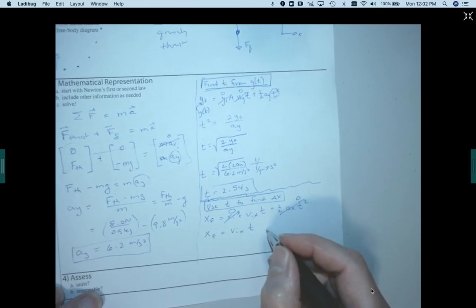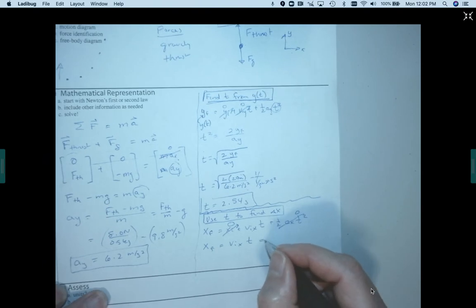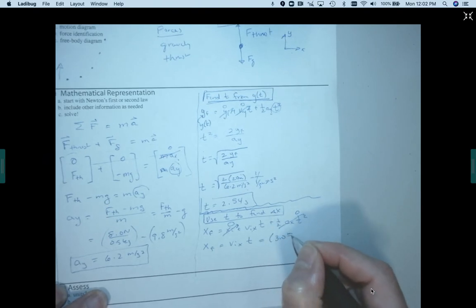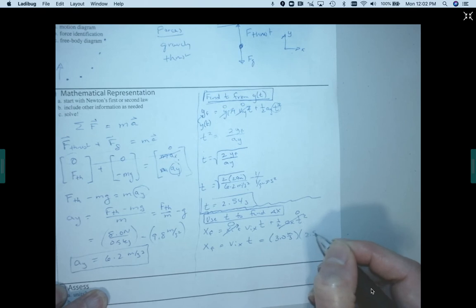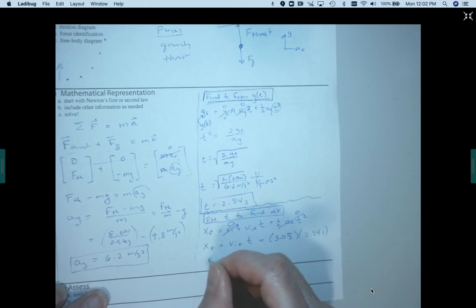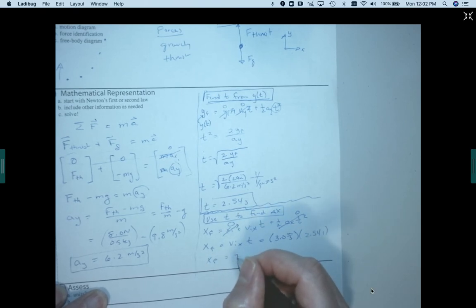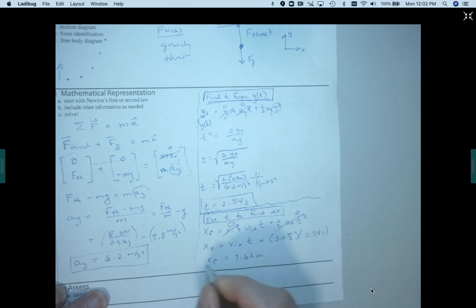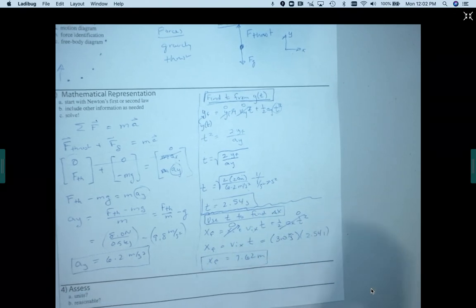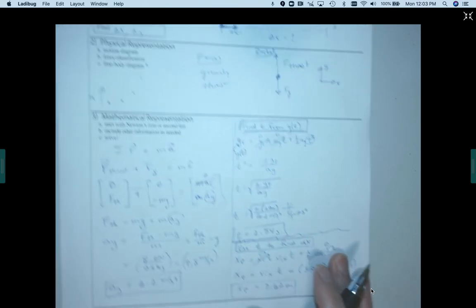And we can plug in there, our v initial x was 3 meters per second, and our time is 2.54 seconds. If we multiply those out, we get 7.62 meters. And that is that.